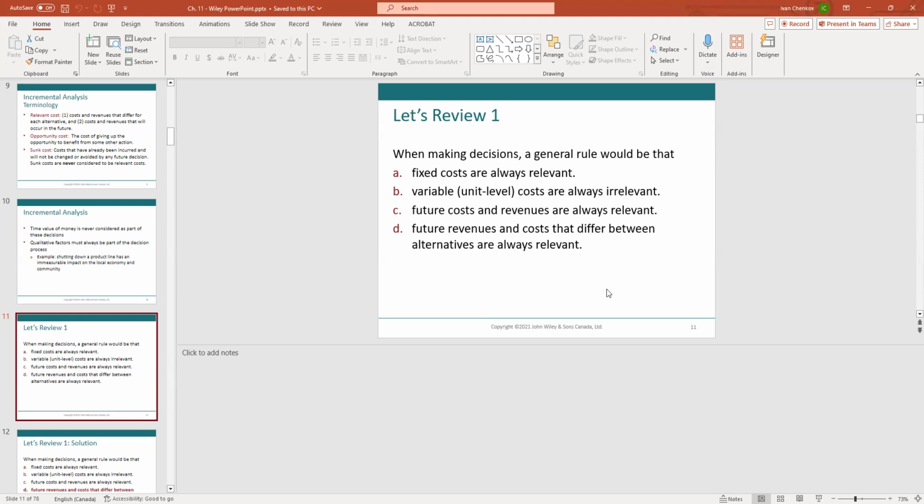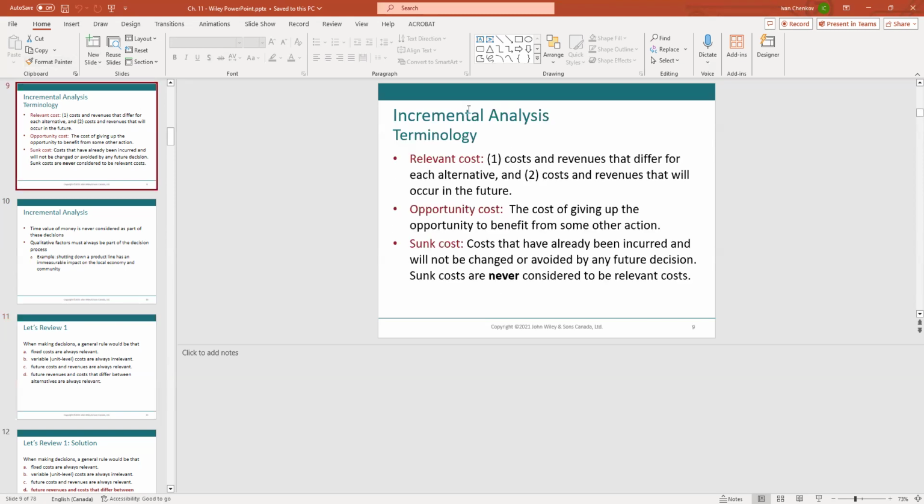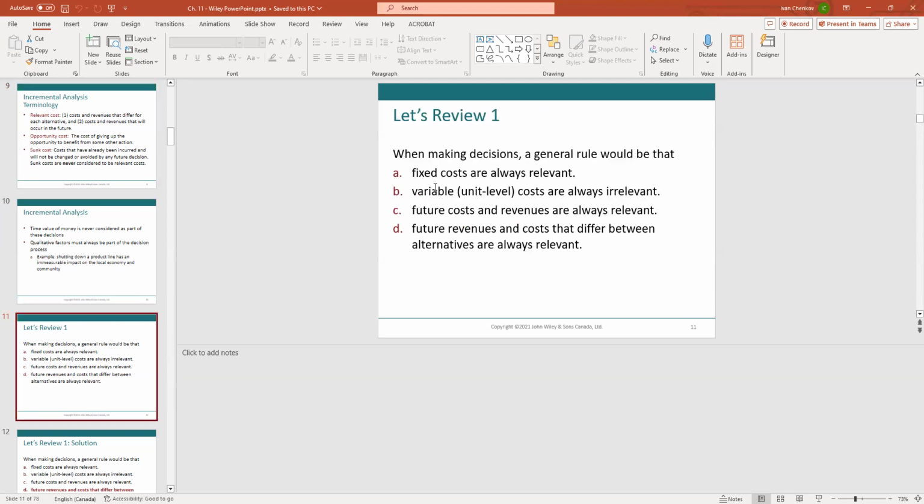Not really. The only thing that we talk about here is relevant cost, opportunity cost, sunk cost, right? Do you see variable here? No. Do you see fixed here? No. So the first two, just eliminate them and then focus on the next one. So D is the correct answer. Yes, you're right.